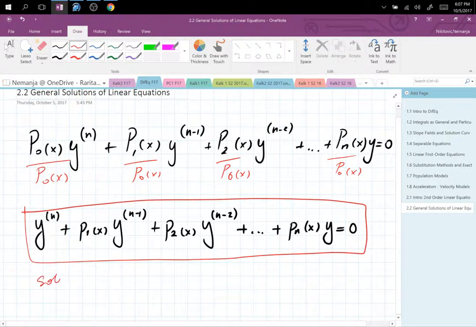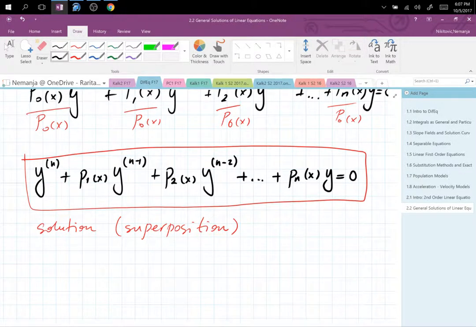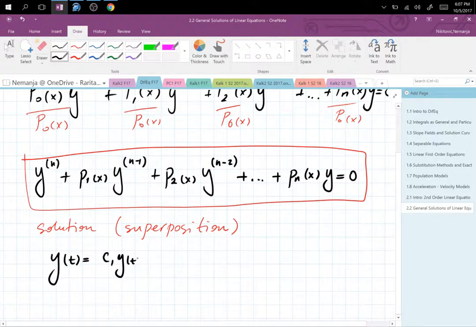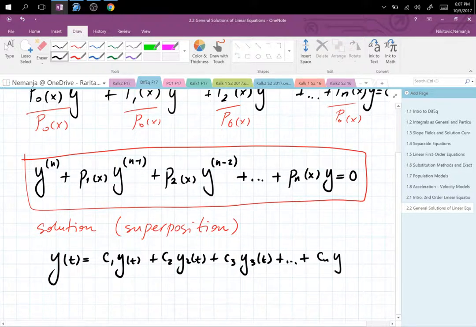And then the solution, again using superposition, would be the good old y of t or x, whatever your independent variable is: c1 y1 of t plus c2 y2 of t plus c3 y3 of t plus dot, dot, dot, all the way to cn yn of t. And that will be the solution.